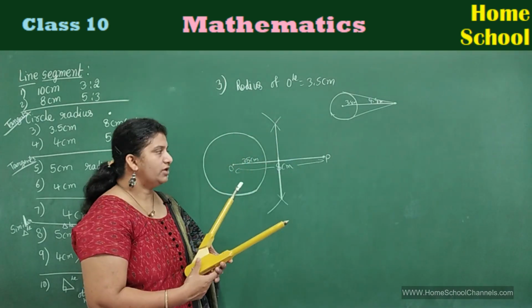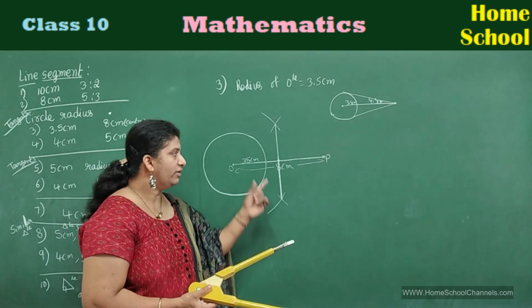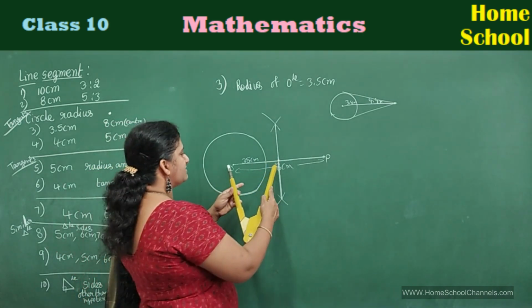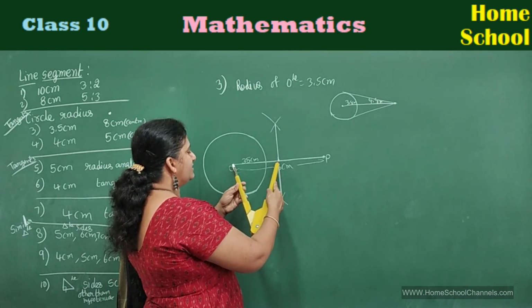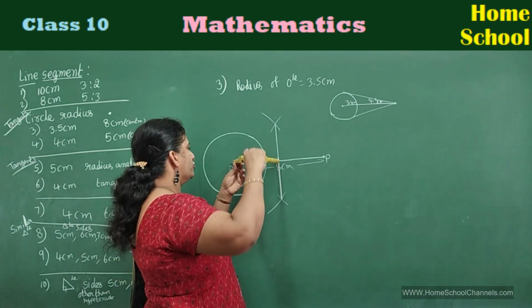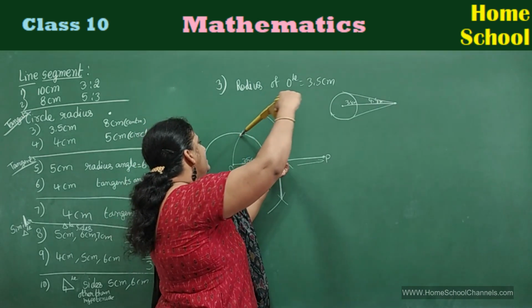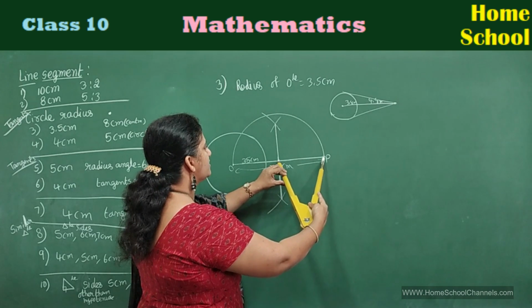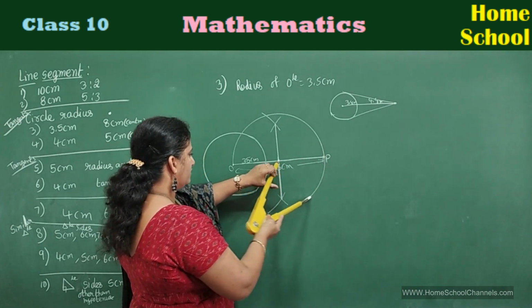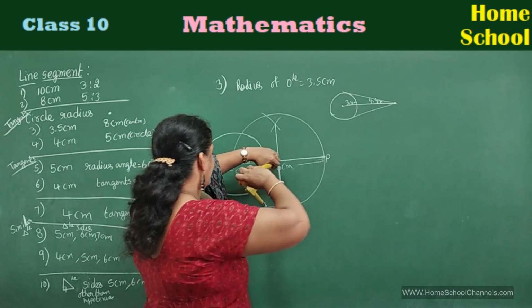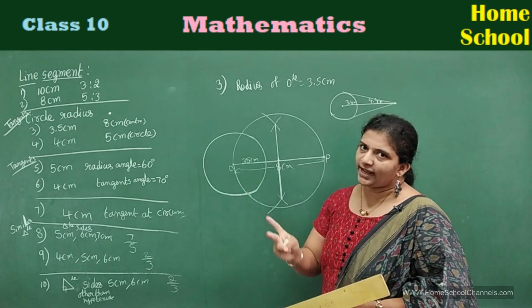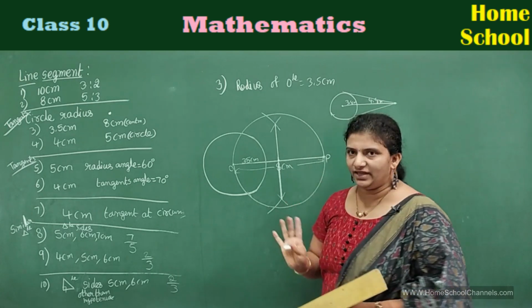Okay, now the bisector, what does it do? It divides the line segment into half. So with this as a center, draw a semicircle. Two tangents now, so just complete the circle. If only one tangent, a semicircle is enough. Two tangents means we need a full circle.